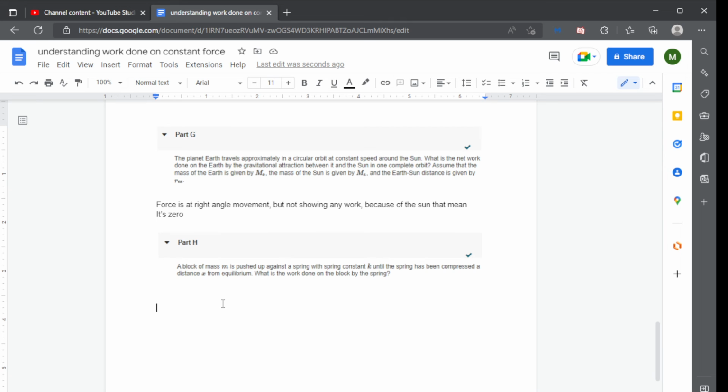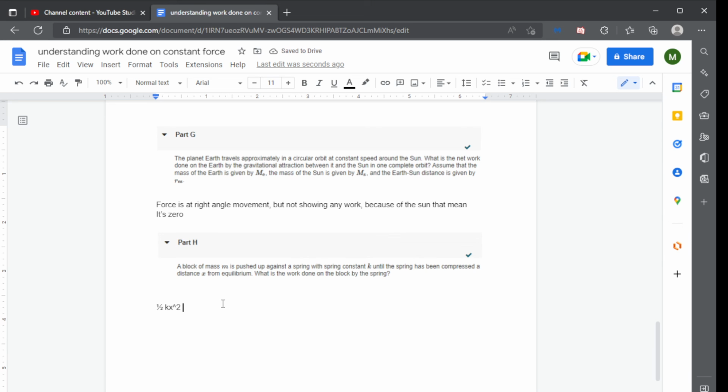A block of mass m is pushing against a spring with a constant k until the spring has been compressed a distance x from equilibrium. What is the work done on the block by the spring? The question is asking us how much work the spring did on the block. The work done by a spring displaced a distance x from equilibrium is always 1/2 kx squared. Always that.